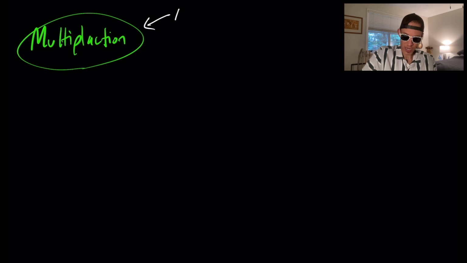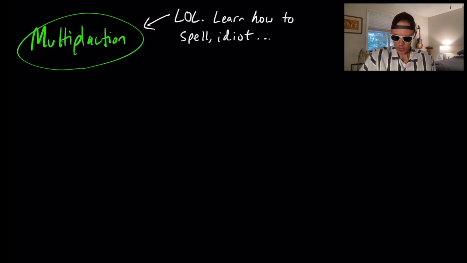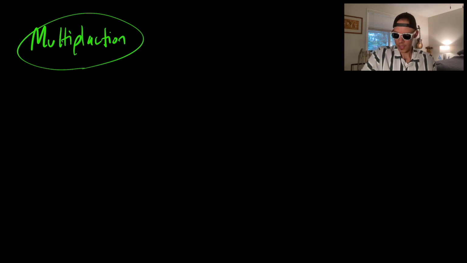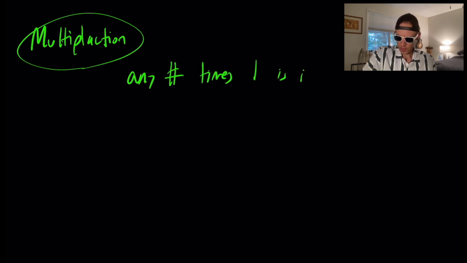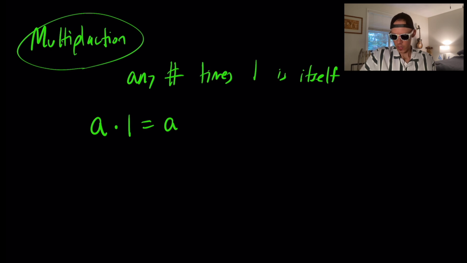Multiplication, it's the same concept, but instead of using 0 to express that nothing has changed, we use 1. So the way we would word this is any number times 1 is itself. So a times 1 is a. We could reverse that ordering, so we could do 1 times a is still equal to a.